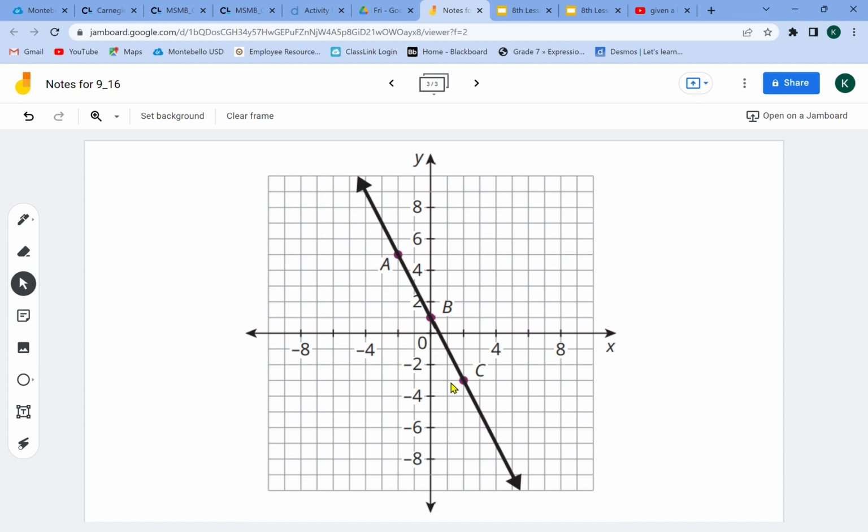So again, what we're trying to do is figure out the equation of the graph. Notice that it's going downward right here, so this gives you a hint, because if you read it from left to right, it goes down, you know that your slope is going to be a negative slope. Okay, so let's get started again.